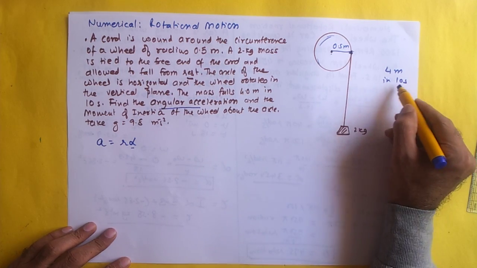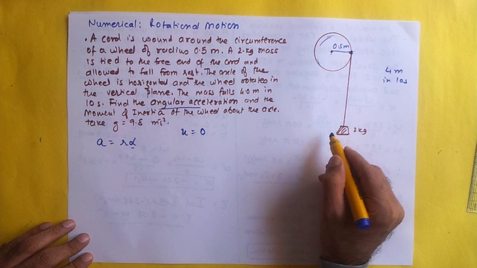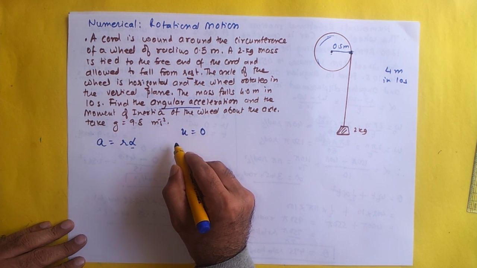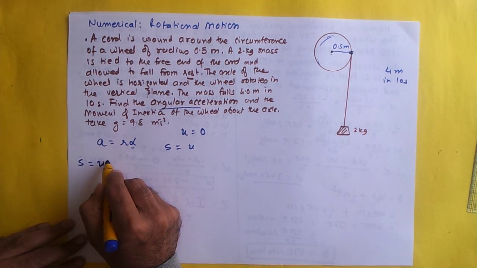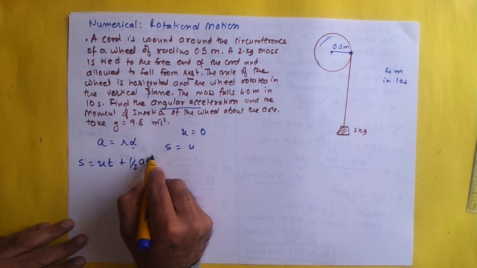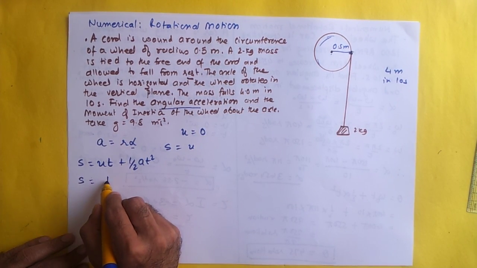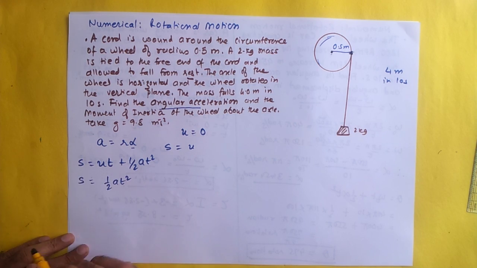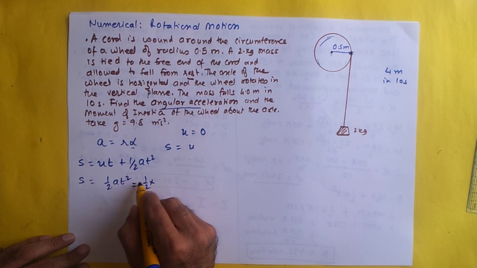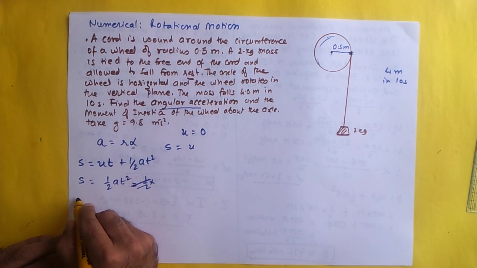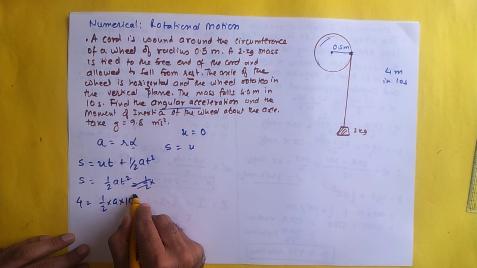It is going down 4 meter in 10 seconds. Now we know that the initial velocity is 0. Now we have this equation: S is equal to ut plus half at square. Initial velocity is 0 for this mass, so I'll get S is equal to half at square, because the ut term will become 0. Let me write S is 4 meter, is equal to half into acceleration into 10 seconds, 10 square.